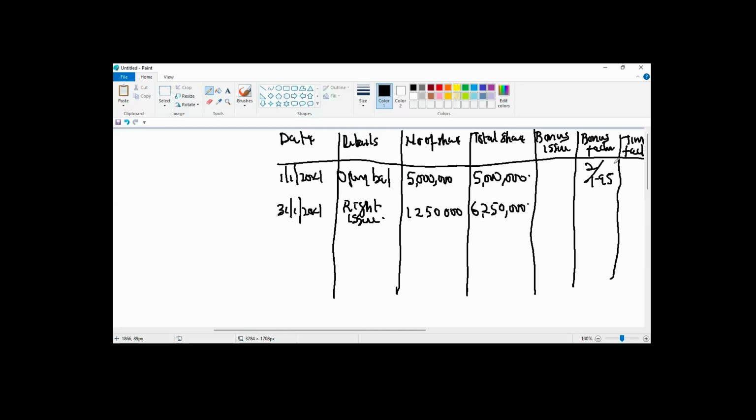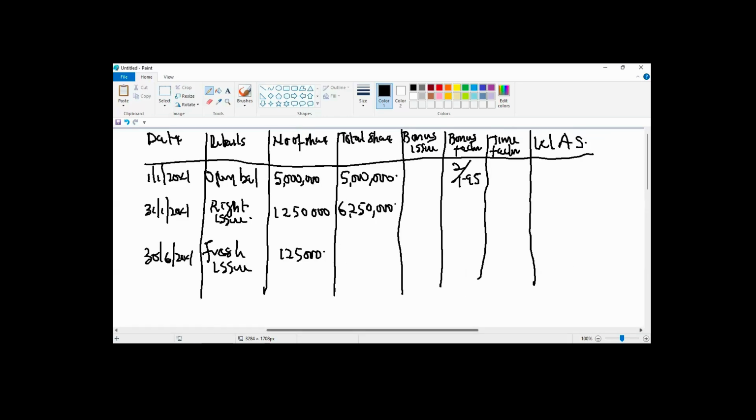The company made an issue at the full market price on 30th of June. The company made a fresh issue at the full market price. 125 plus 6,250 gives 6,375.